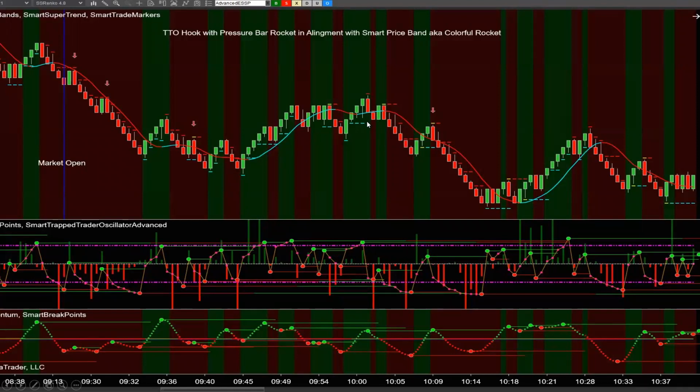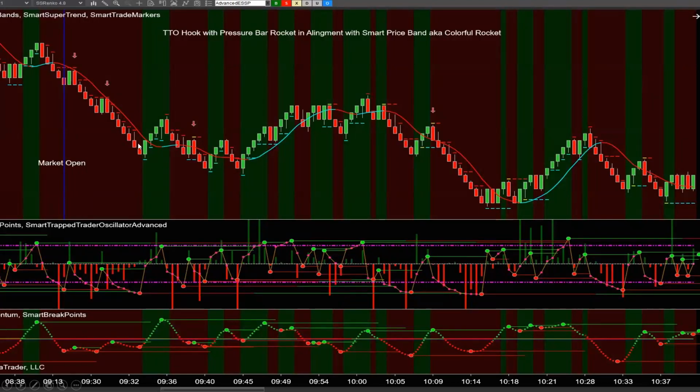Actually, I'm going to show you this in a minute. This is a really good signal. I've not shared the details of this with Rob, but anyway, so Smart Price Band's red, we go down, we hook down, boom, we hook down, little winner, little winner, little winner.